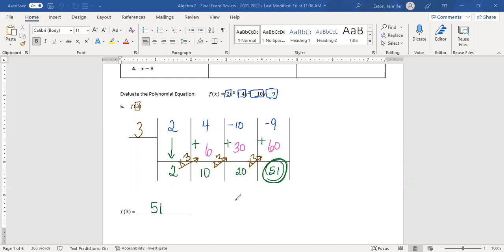So you bring the first number straight down, multiply by the outside number, add straight down, multiply by the outside number, add straight down, and you continue this process until you have added each of the columns and get to your final answer. Again, if you need to pause the video, please do so now. I'm going to clear this out and scroll on down to page 2.